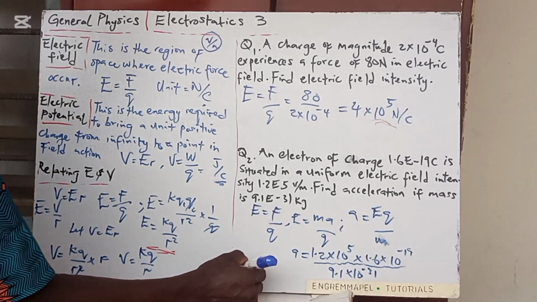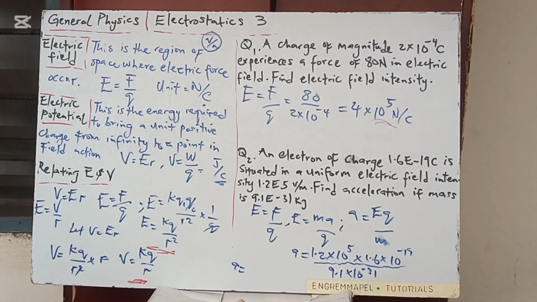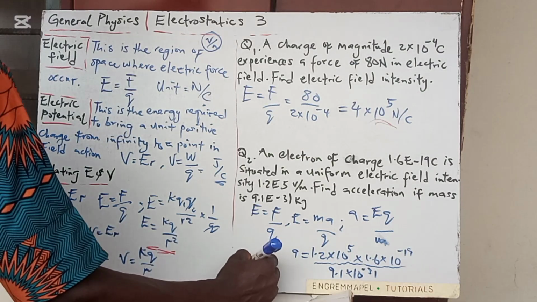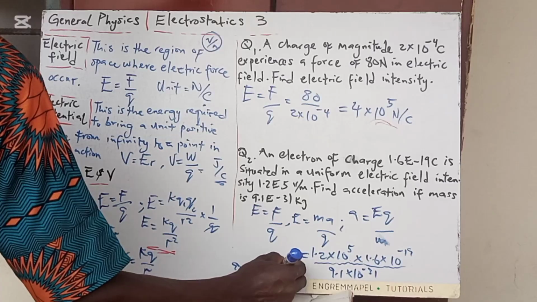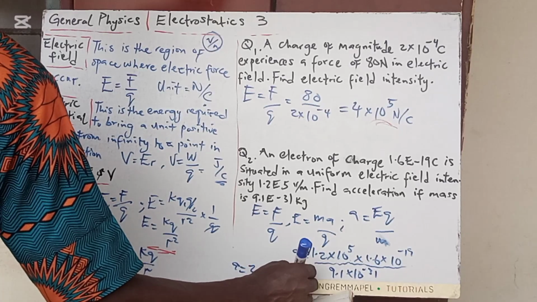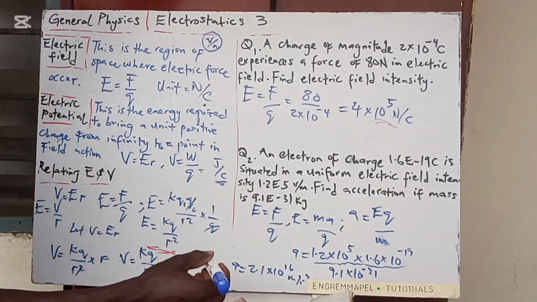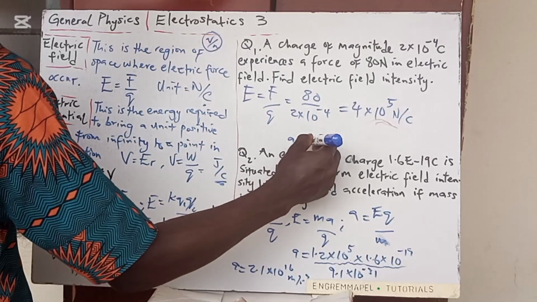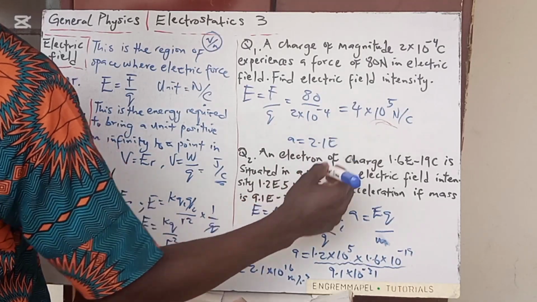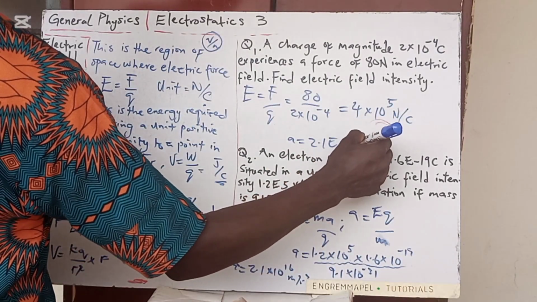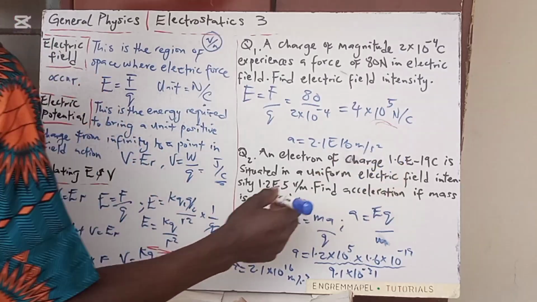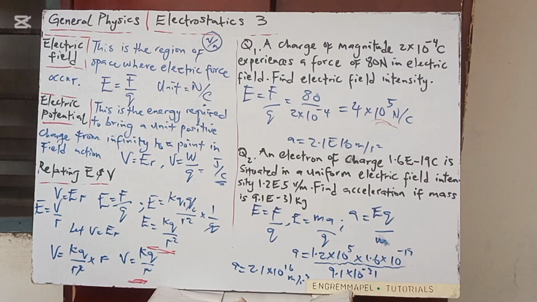So when we calculate that on our calculator, our solution is going to be 2.1 times 10 raised to power 16. So we have 2.1 times 10 raised to power 16 meter per second square. You can also write your A as 2.1 E 16 meter per second square. So that is for this part. We're going to be moving to the next question.